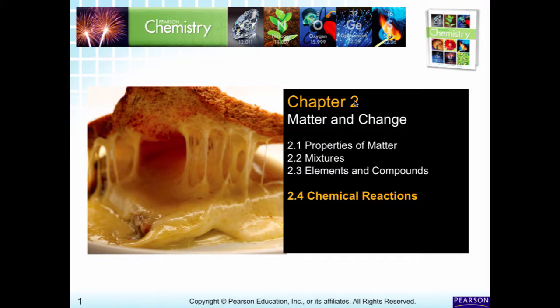Hi, and welcome to Chapter 2.4, Chemical Reactions. Okay, we've been talking about matter, and we've been talking about its form, substances and mixtures. Substances are elements and compounds, and mixtures are homogeneous mixtures or solutions, and heterogeneous mixtures. Now we're going to see how all these things work together.